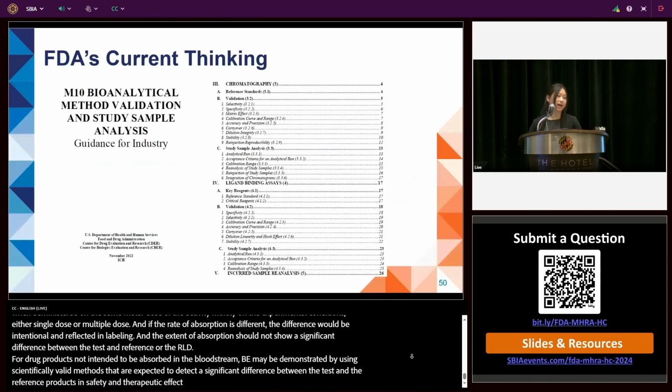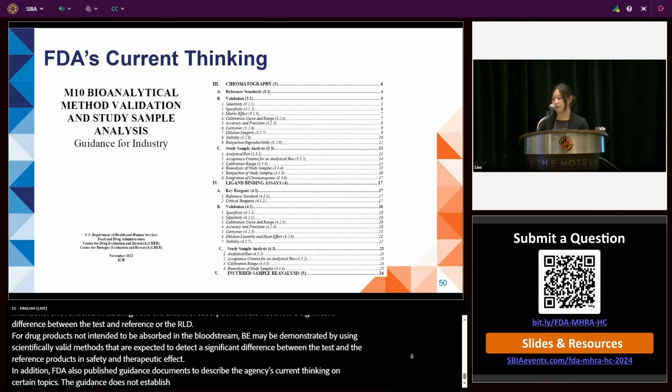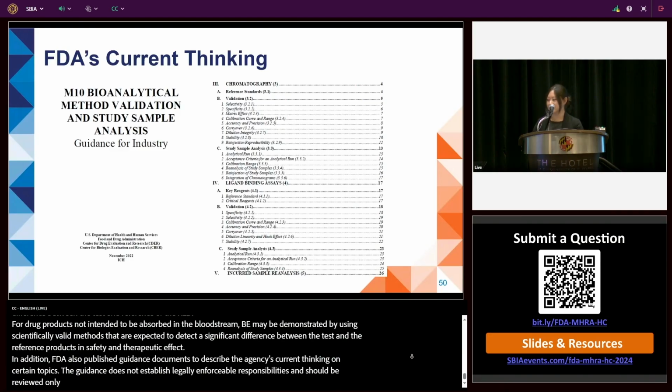In addition, FDA also publishes guidance documents to describe the agency's current thinking on certain topics. The guidances do not establish legally enforceable responsibilities and should be reviewed only as recommendations.